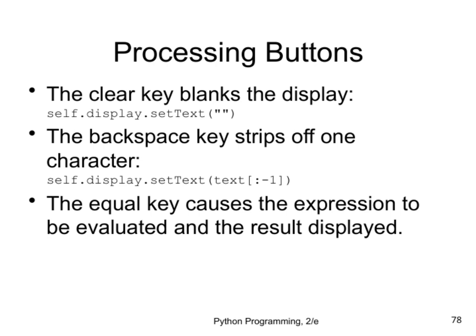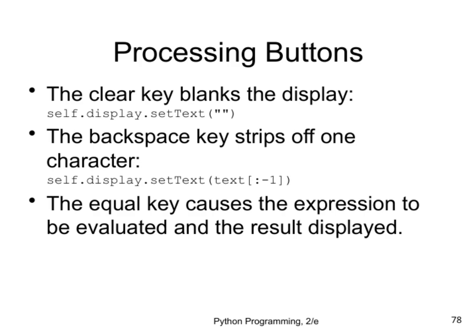Next, the backspace key is a little more interactive. It strips off one character at a time from the end of whatever's currently displayed. This is done by slicing the text, specifically using text[:-1], which means all the characters except the last one. It's a handy way to correct mistakes without clearing everything.